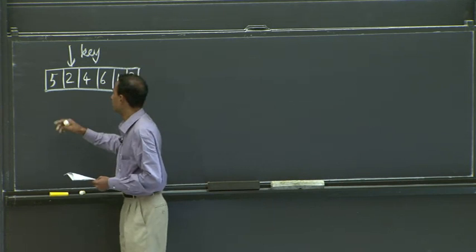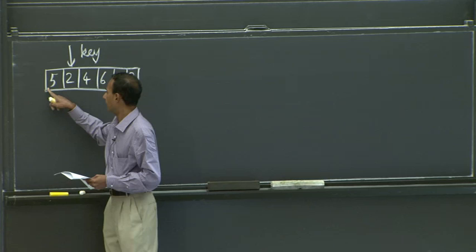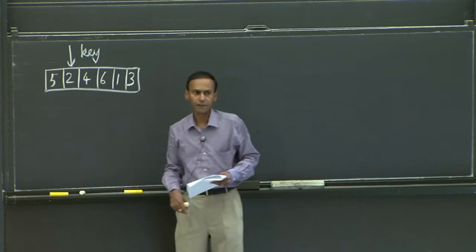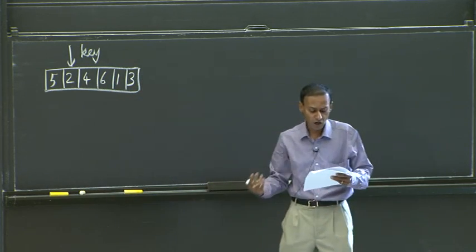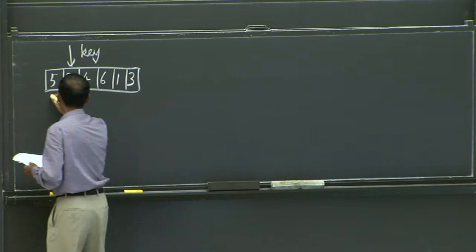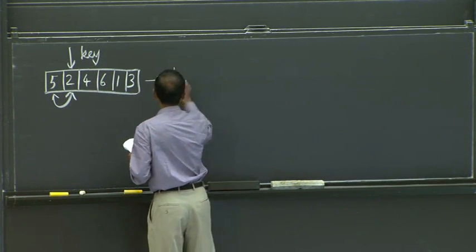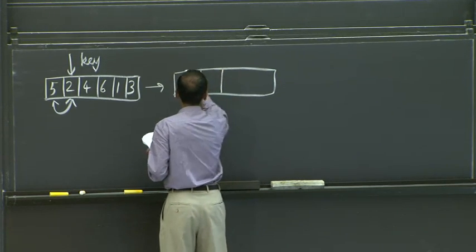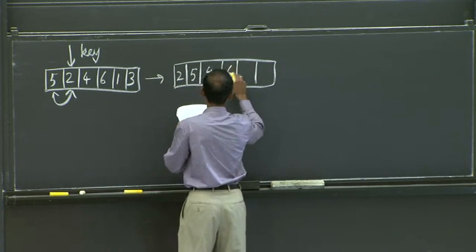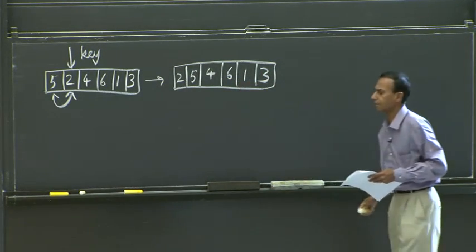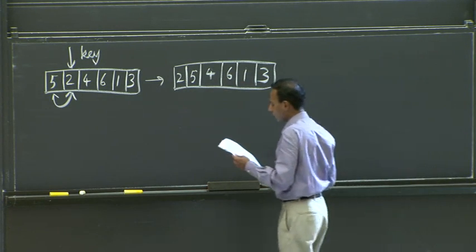And so what you do is you look at this, and you have A of i, that's your key. And you have A of 0 to 0, which is 5. Since we want to sort in increasing order, this is not sorted, and so we do a swap. So what this step would do is a swap, and we would obtain 2, 5, 4, 6, 1, 3. So all that's happened in the very first step, where the key is in the second position, is one swap.